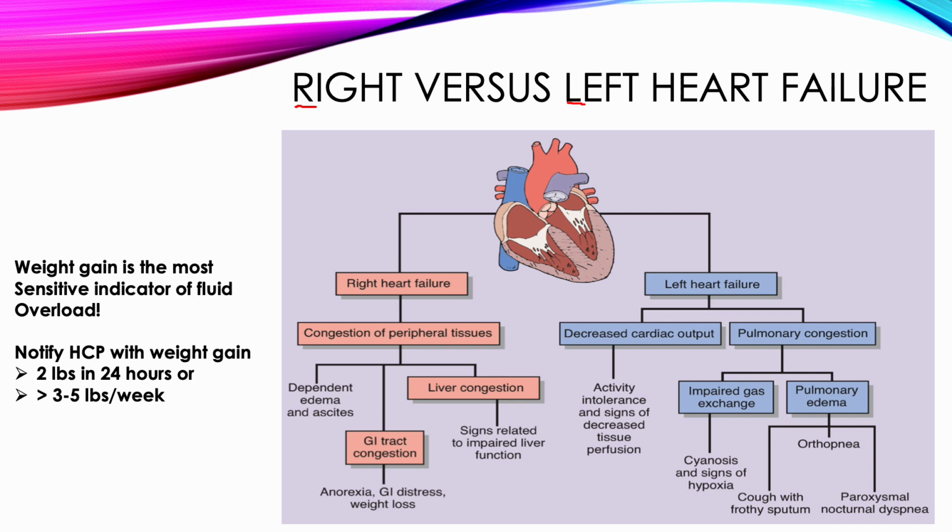On right-sided heart failure, everything backs up from the rest of the body. So the patient is going to have edema, especially dependent edema, like if you have somebody on bed rest, they'll have edema in their sacrum. They'll have it in their tibia. Liver congestion will happen, and they may get ascites. They get anorexia, GI distress, and weight loss. That's because of all the fluid backing up.